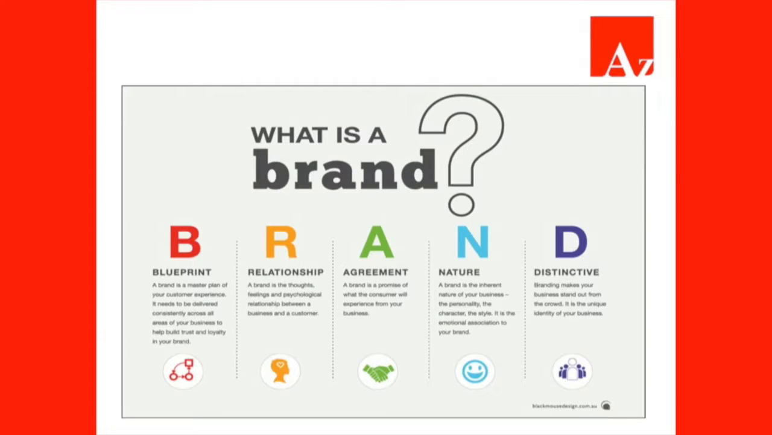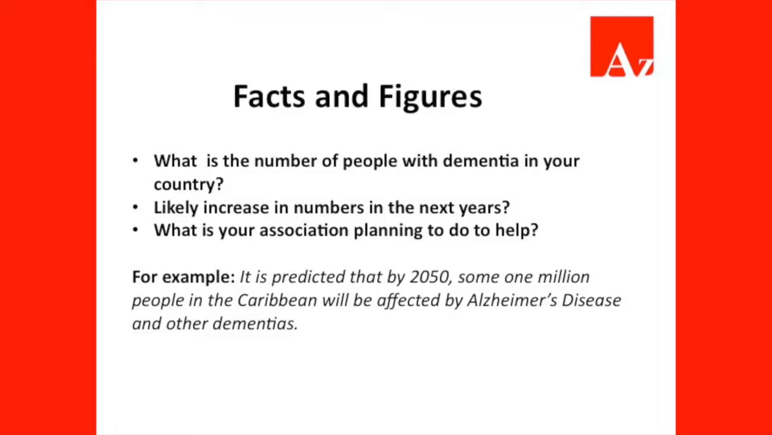I also said that it is really important to use facts and figures. For example, what is the number of people with dementia in your country? What is the likely increase? What is your association planning to do in order to help? Here in the Caribbean, I know it's very difficult to get numbers, as you said, for the individual countries, but you could mention something like for the whole region, like this line I have here.